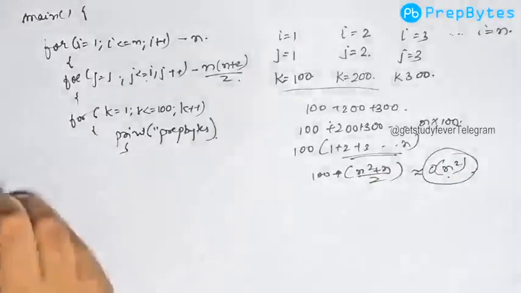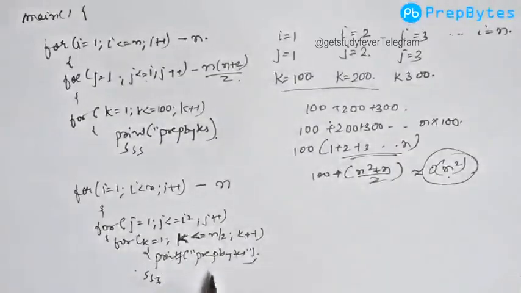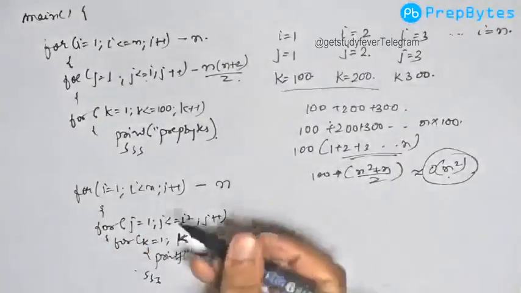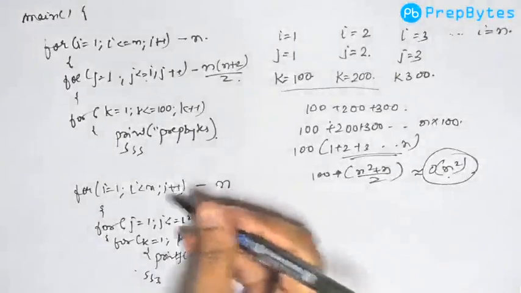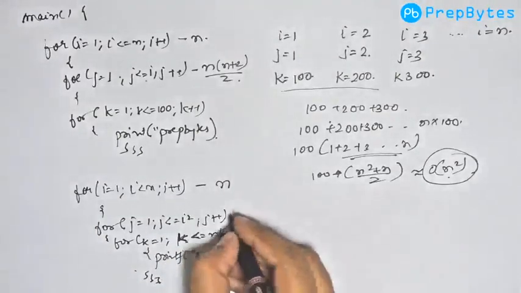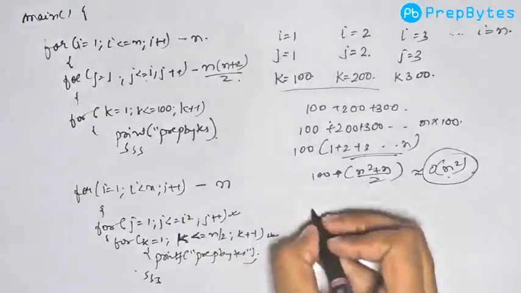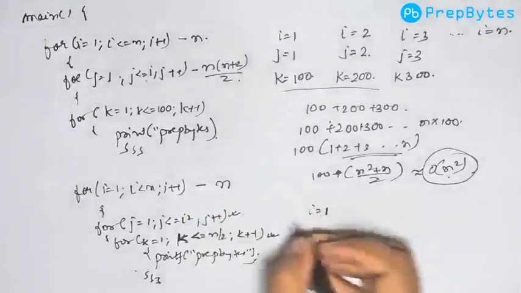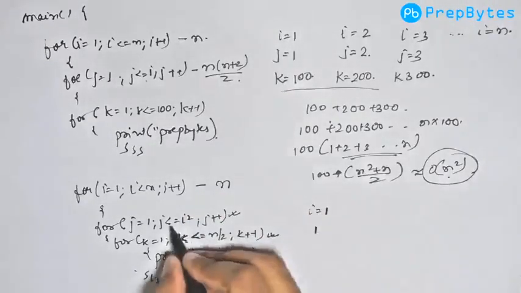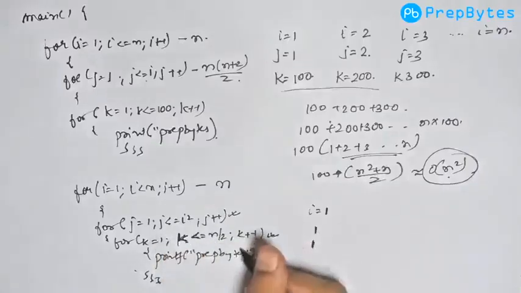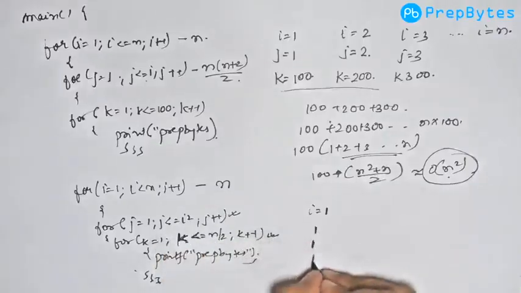Now let's take another example and try to find out the time complexity for this. Again, we know that this will execute n number of times. Now we have to find out for this and for this. When i is equal to 1, this gets executed one time, and this gets executed, sorry, n by 2 times.